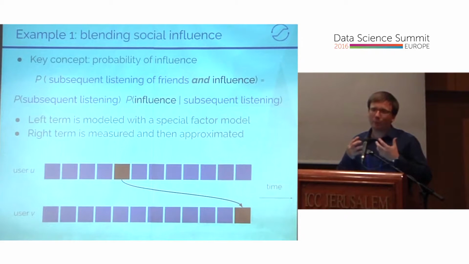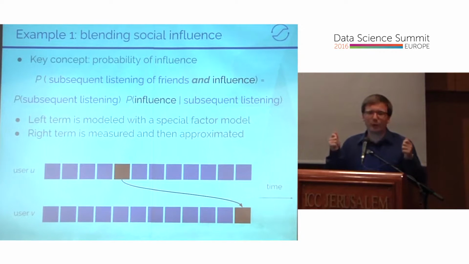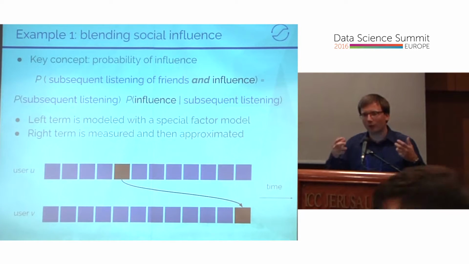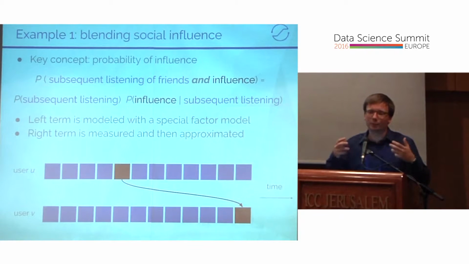Here the concept is the probability of influence. So if, for two users that are friends on a social network, I can somehow define and predict the probability of an upcoming interaction with a given artist, that is, the probability that there's a subsequent listening, that they have consumed the same artist right after each other, and this was a result of influence between these friends, then I can use this probability in recommender systems.